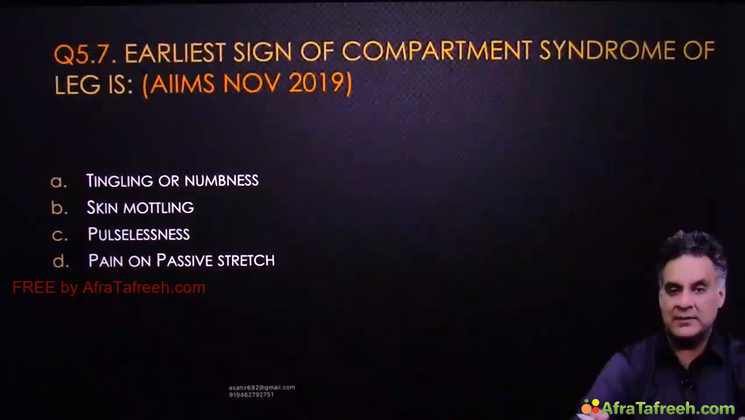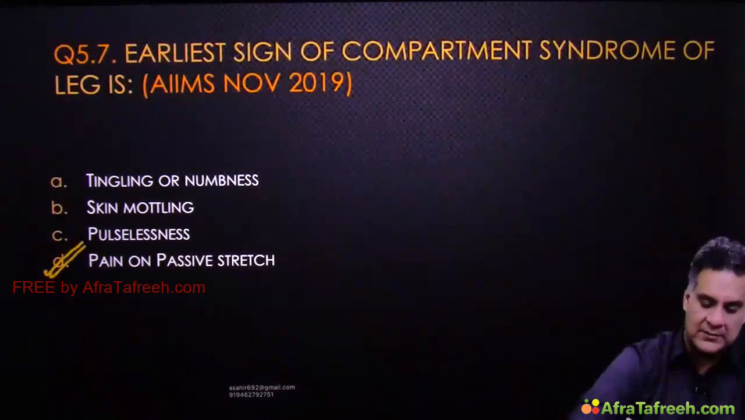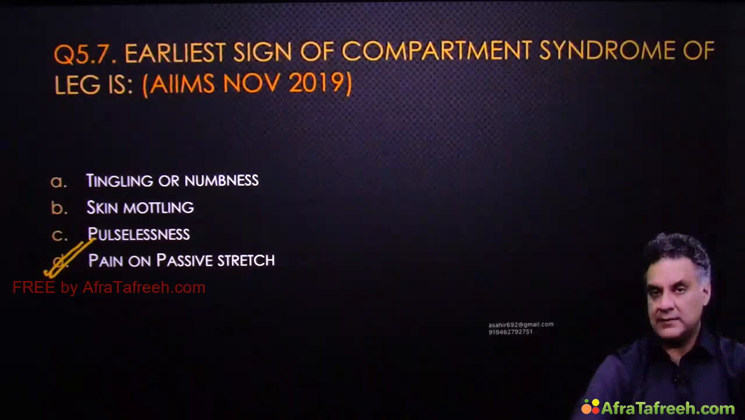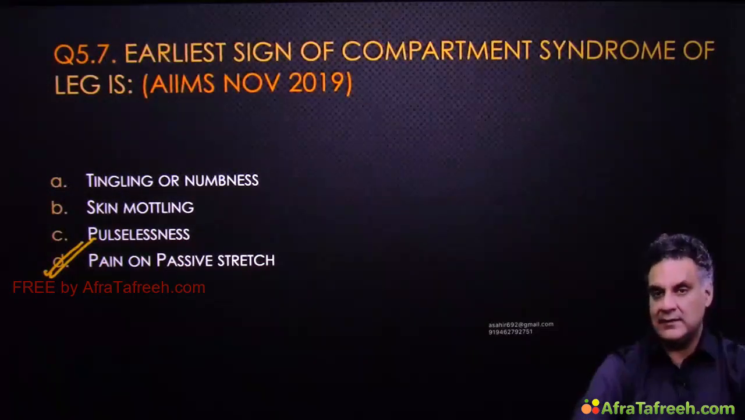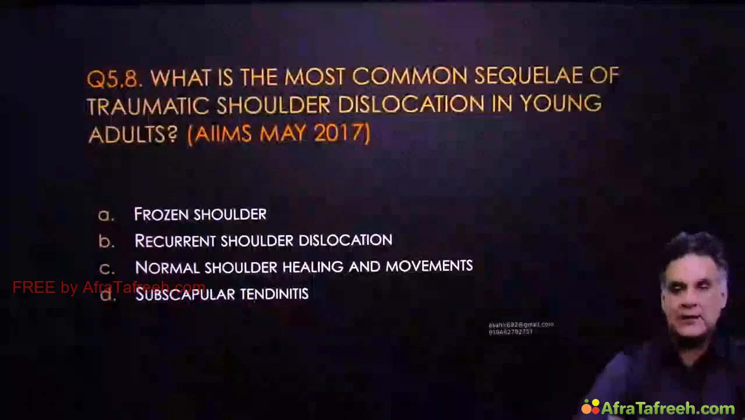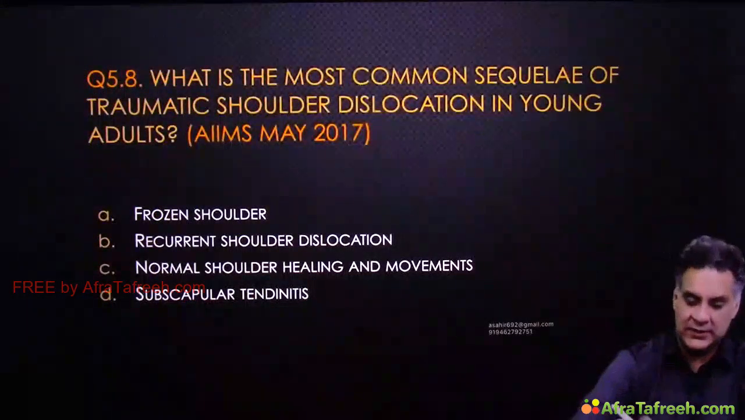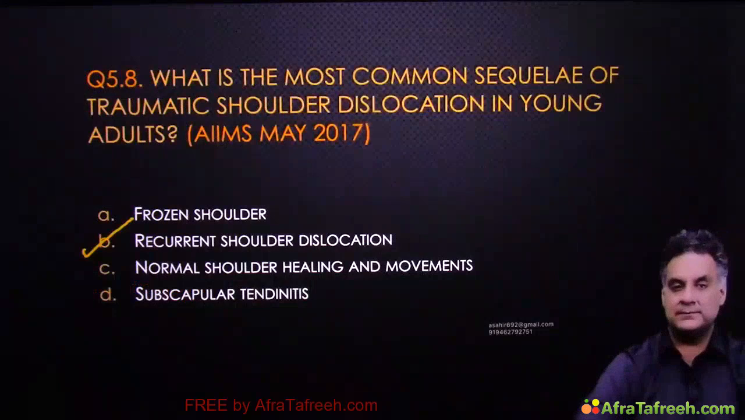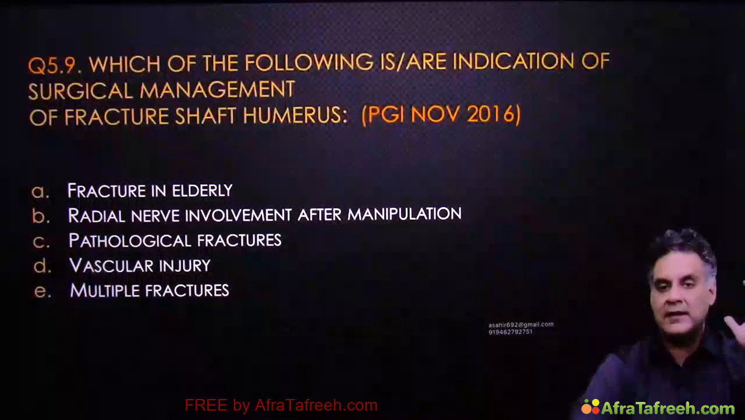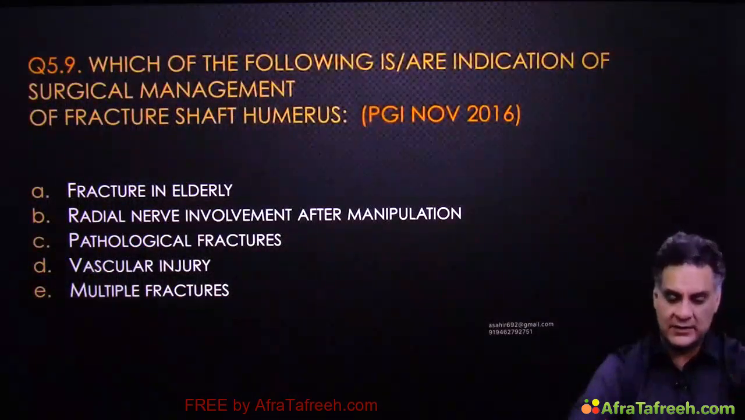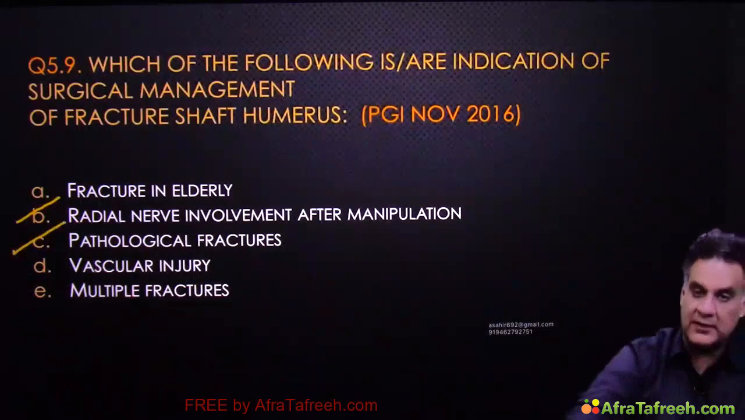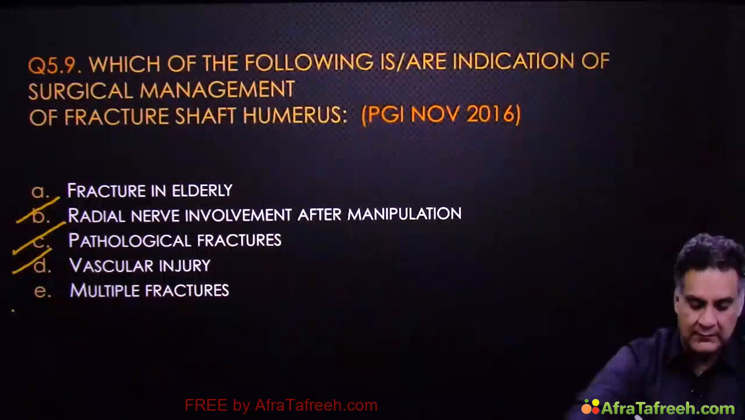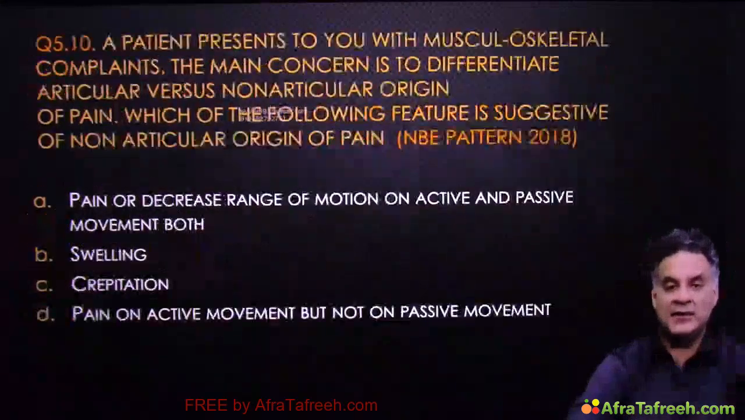Earliest sign of compartment syndrome, pain on stretch. Earliest symptom is pain out of proportion to injury, not relieved by splintage or analgesia. Sign, stretch pain. What is the most common sequelae of shoulder dislocation? Again, a dislocation. Which of the following are indications of surgical management of fracture shaft humerus? Radial nerve involvement after manipulation, pathological fracture, vascular injury, multiple fractures. Age is not an indication.